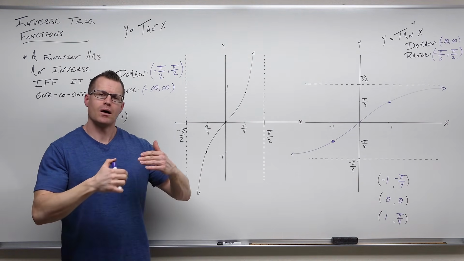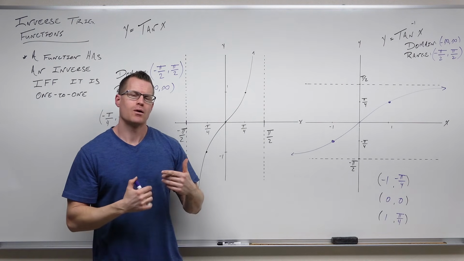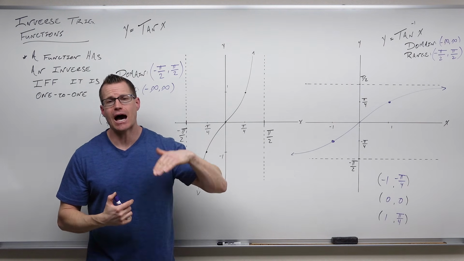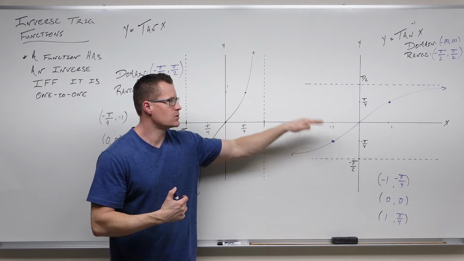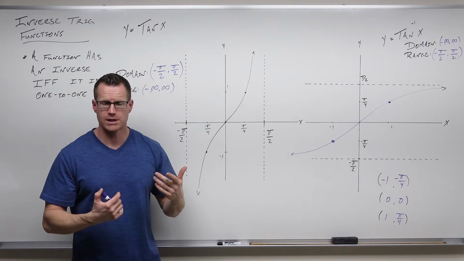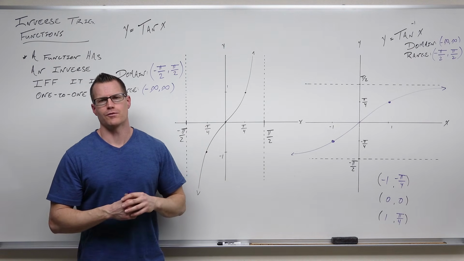We can see that our domain is all real numbers. You can plug in anything to tan inverse. Why? Because you could get out anything from tangent. You can only get out negative pi over 2 to pi over 2 for tan inverse. Why? Because you can only plug in that interval for tangent.